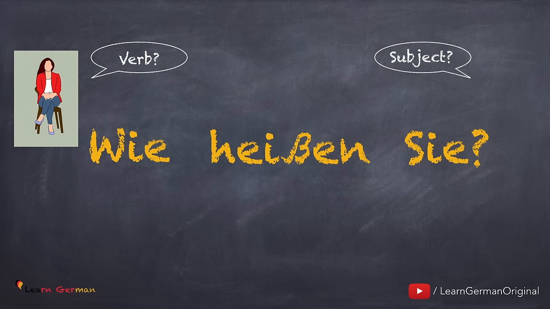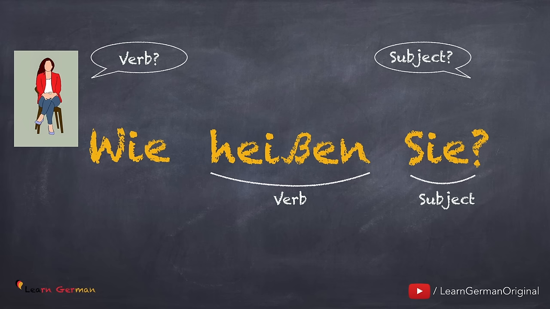Now it's your turn to analyze a W-Frage. Wie heißen Sie? Where's the verb? And what's the subject? Yes, Sie is the subject and heißen is the verb. It is in the second position.